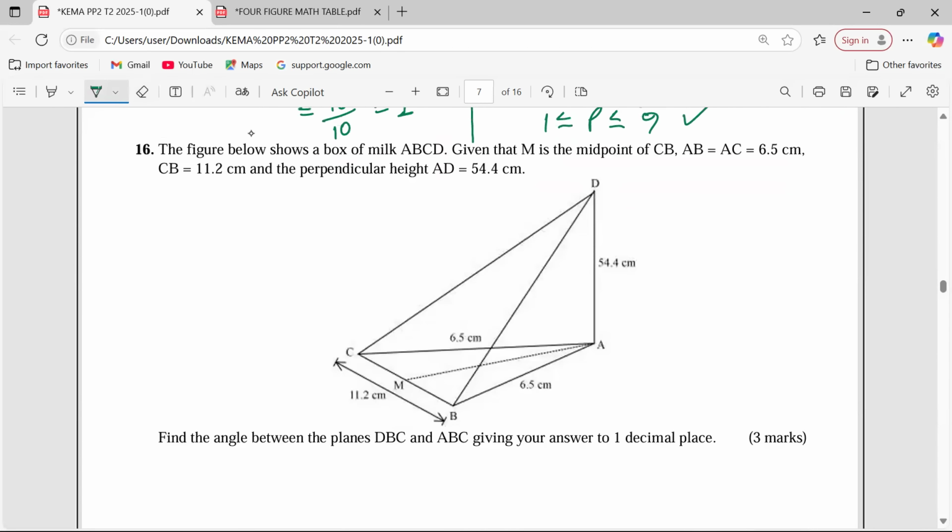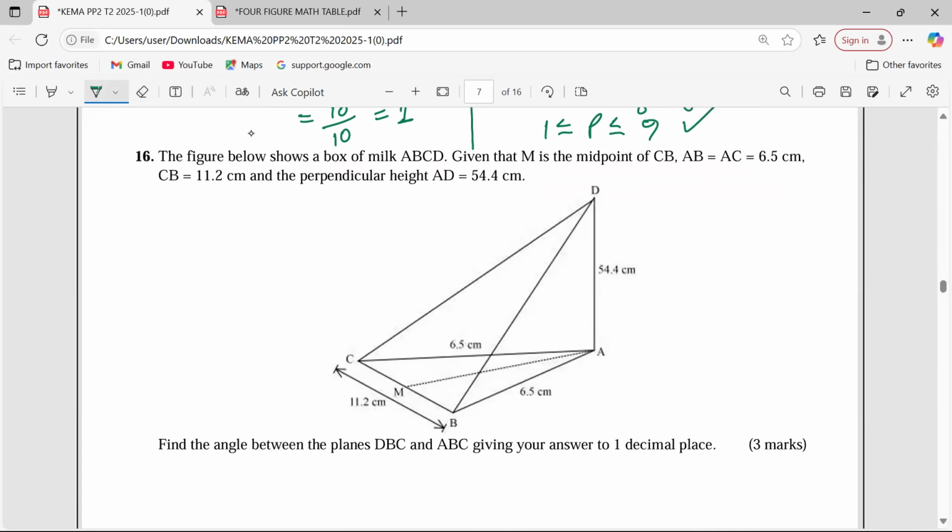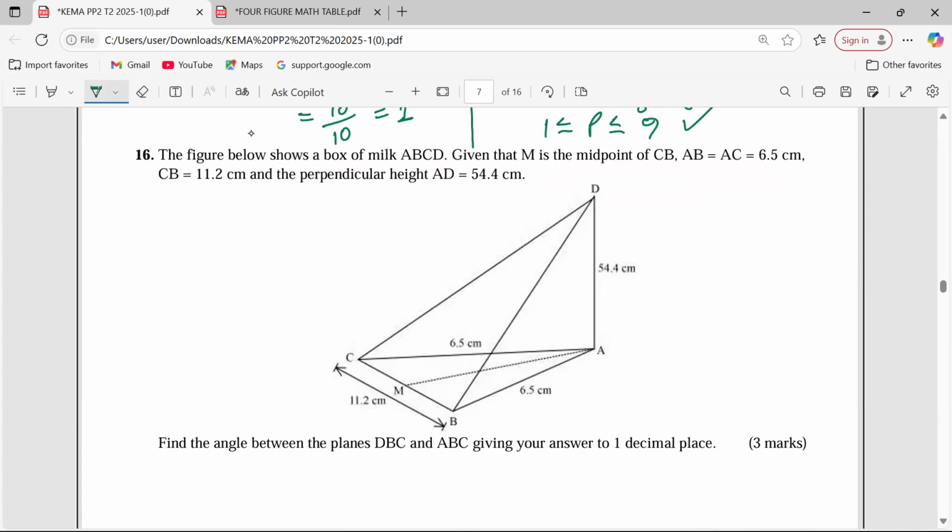Now number 16, a very good question from 3-dimensional geometry. The figure below shows a box of milk, A, B, C, D. Given that M is the mid of CB and AB equals AC, and the value is 6.5 centimeters, just as you can see according to the diagram, and that the perpendicular height AD is 54.4 centimeters. That one has been given clearly.